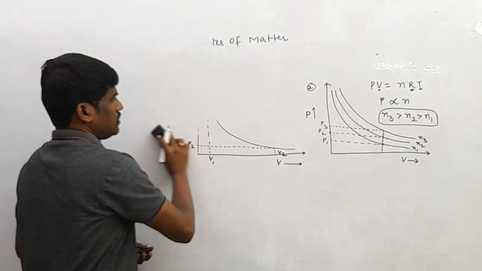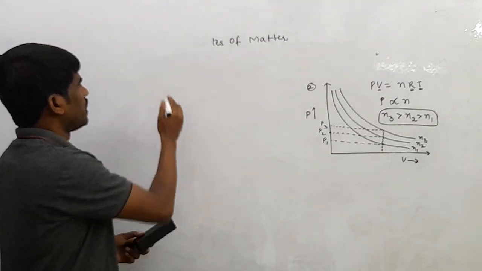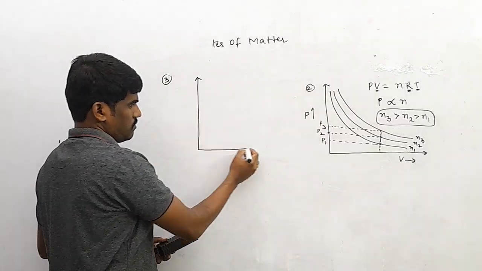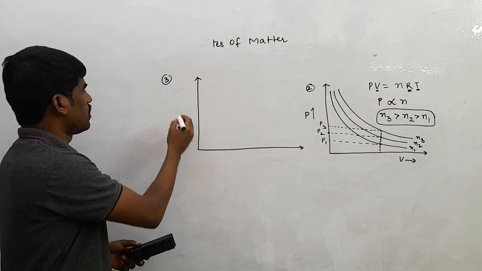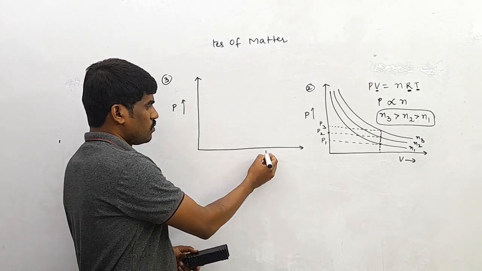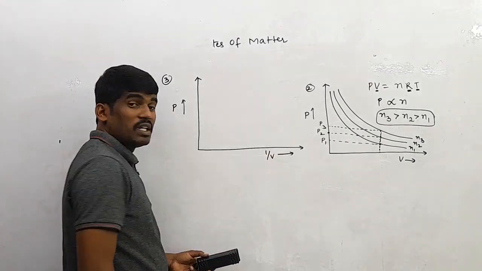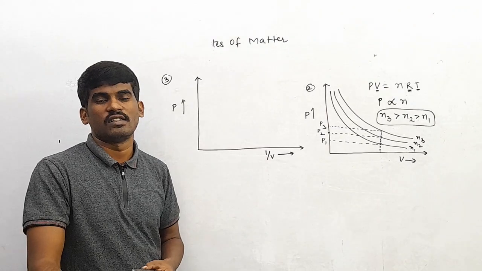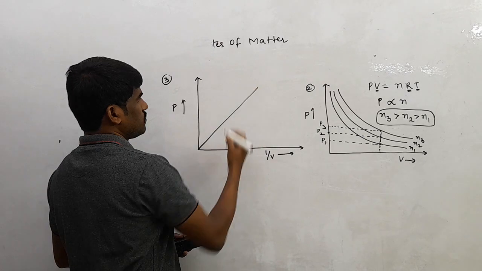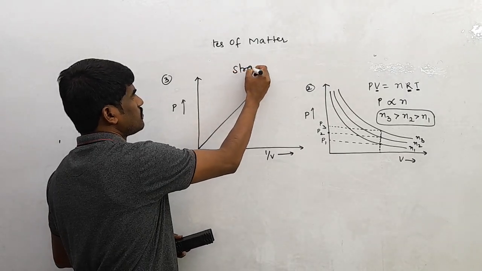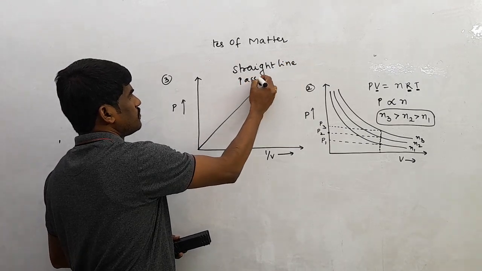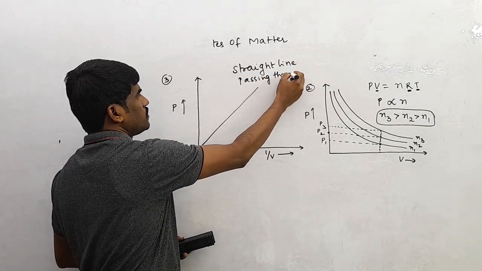Now, let us talk about the third graph. What are the components that can be taken over here? Pressure is to be taken on the y-axis and 1 by V we are going to take on the x-axis. So, what is the graph we are going to get? It is a straight line passing through the origin.